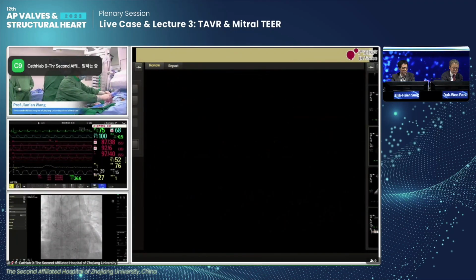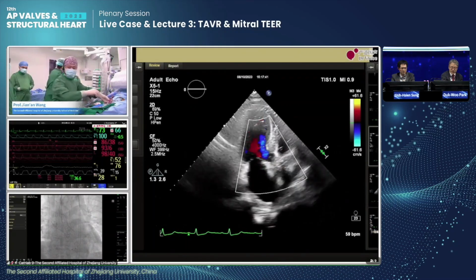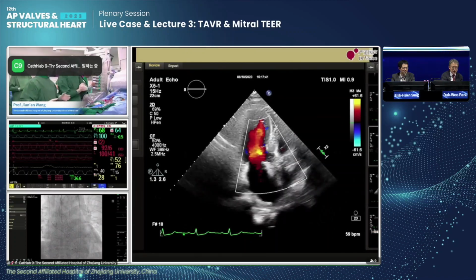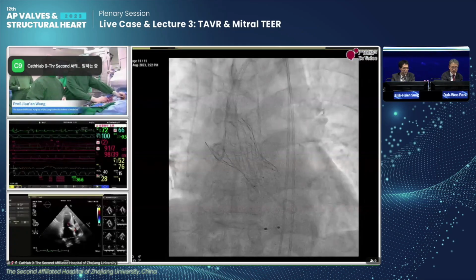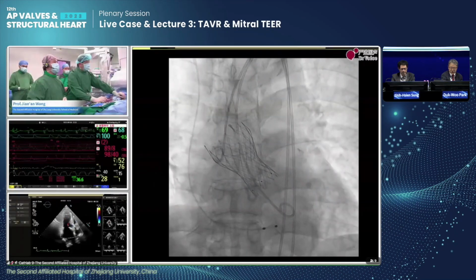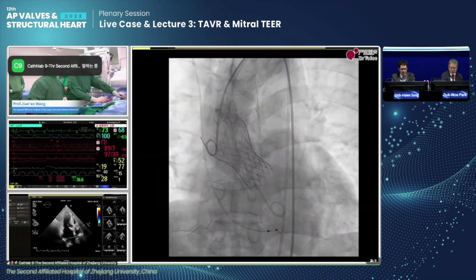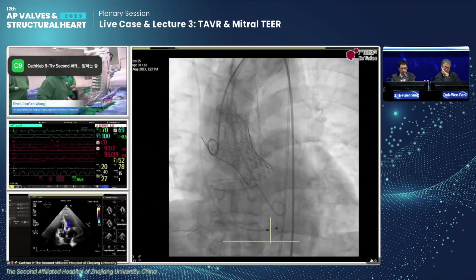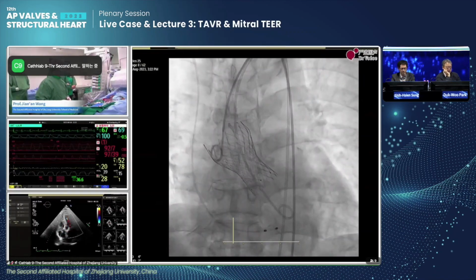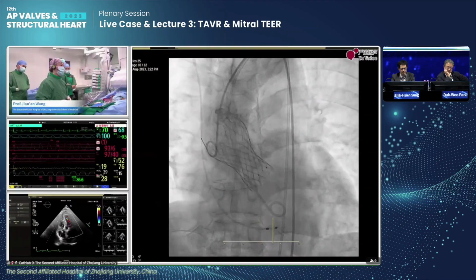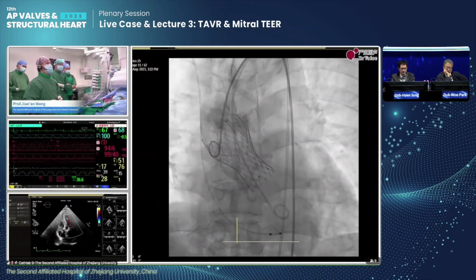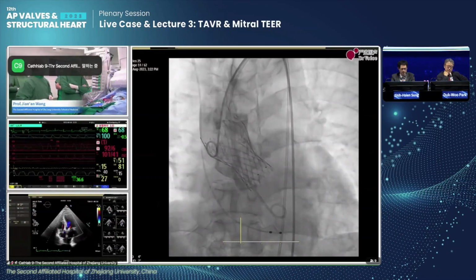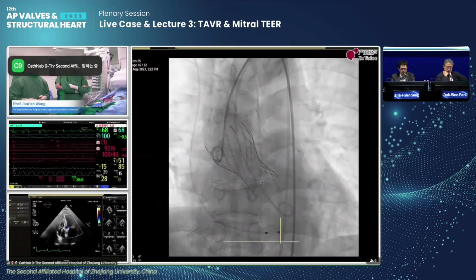Okay, can you show us the angiogram? So now the final shot. Good. Much less regurgitation. Only a little. The position is very good. Mild regurgitation. I think the position is excellent. The QRS pattern is quite narrow, very narrow.